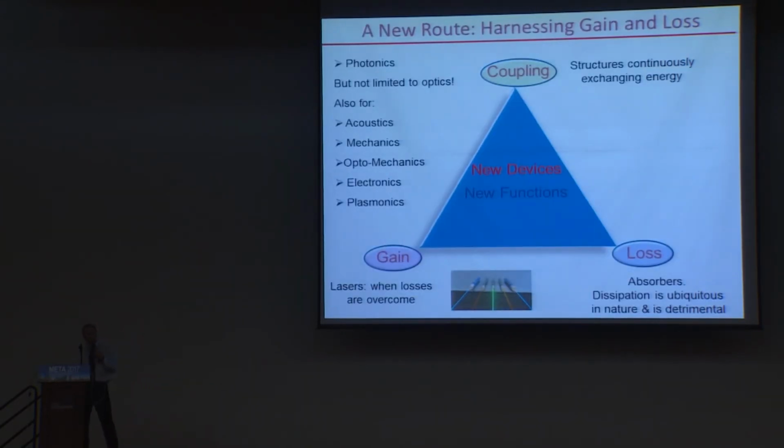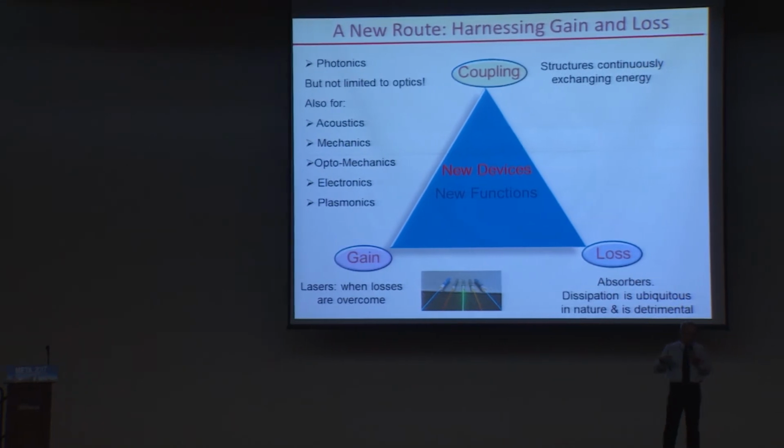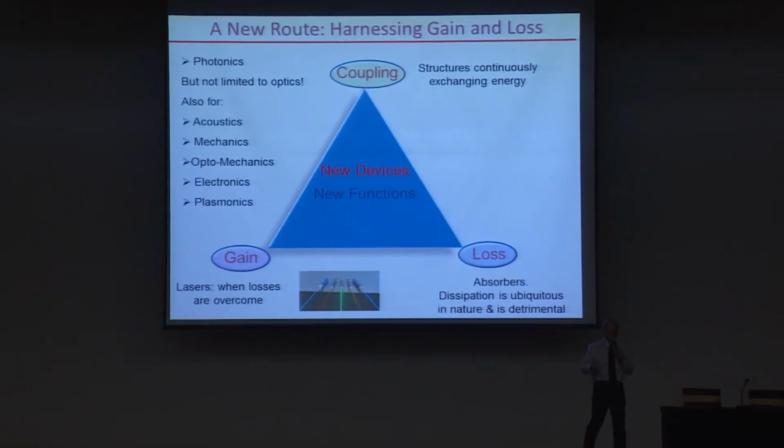One possibility is to play with gain and loss. So you have the coupling, which is one knob. Another knob is the gain. Another one is the loss. By playing with these three knobs, you can generate new devices, new functionalities. But these are not constrained to only photonics. It could be for acoustics, for mechanics, for optomechanics, electronics, plasmonics, for a variety of different systems.